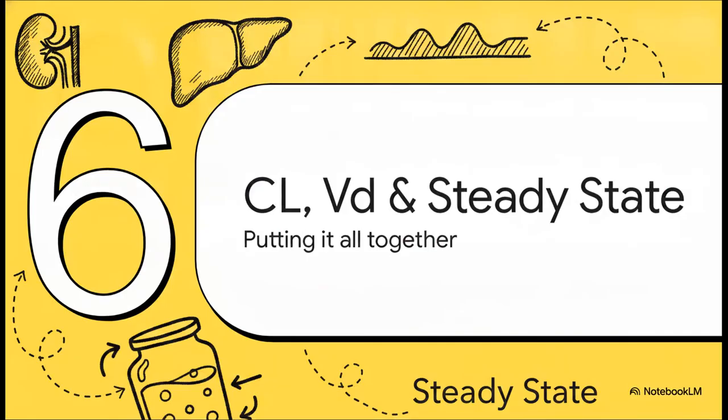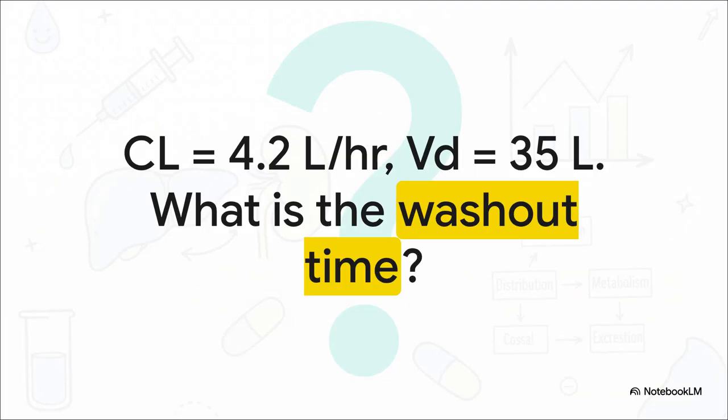All right, section 6. Clearance, Vd, and steady state. Time to put the whole puzzle together. Here's the final boss problem. A drug has a clearance of 5 liters per hour and a volume of distribution of 40 liters. Based on just those 2 pieces of info, I want you to calculate the elimination rate constant, the half-life, and the approximate time it's going to take for more than 95% of the drug to be eliminated.